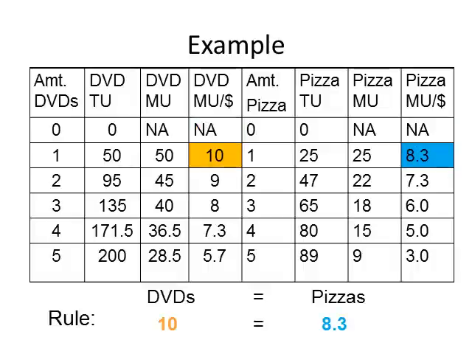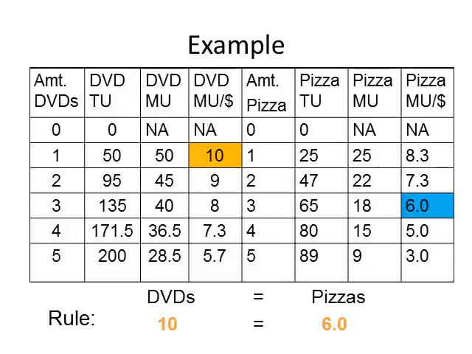Now moving down to the third row, DVD MU divided by dollar sign is 10 and pizza MU divided by dollar sign is 8.3. Since 10 is not equal to 8.3, Colleen will not choose to consume at this point. Moving down the pizza MU column, the DVD MU is 10 and the pizza MU divided by dollar sign is 7.3. Since 10 is not equal to 7.3, Colleen will not choose to consume at this point.